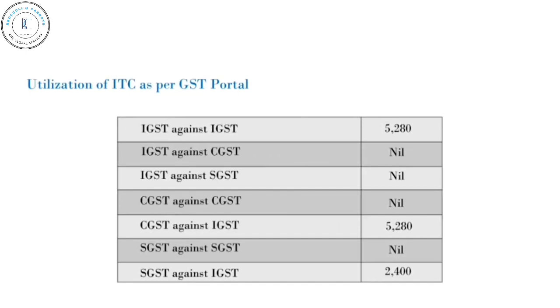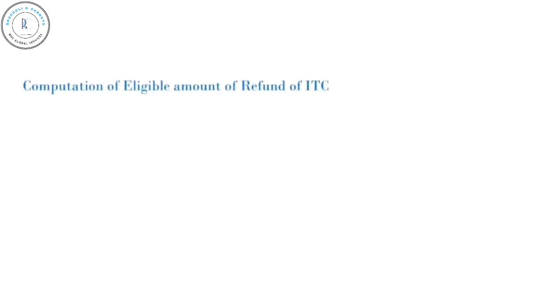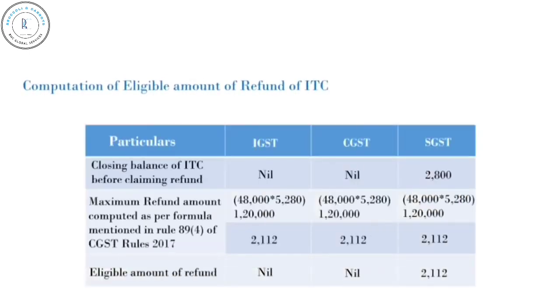Utilization of ITC as per GST portal. IGST against IGST, 5,280. IGST against CGST, nil. IGST against SGST, nil. CGST against CGST, nil. CGST against IGST, 5,280. SGST against SGST, nil. SGST against IGST, 2,400.